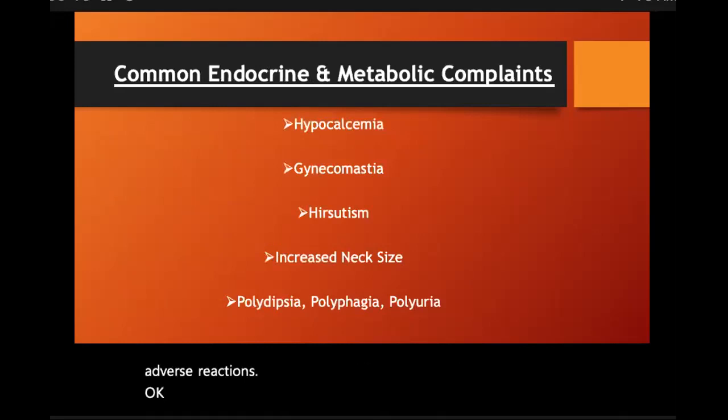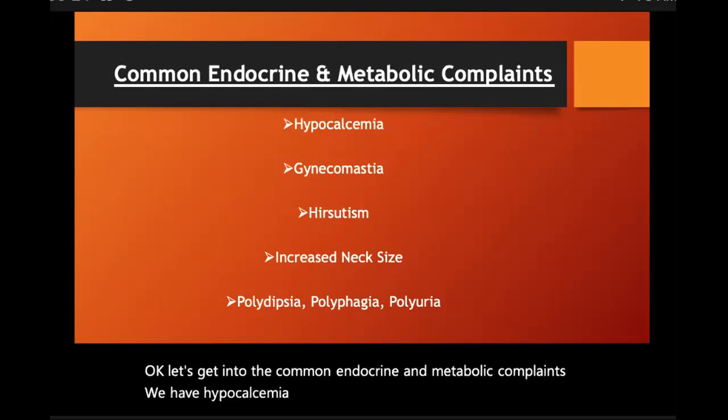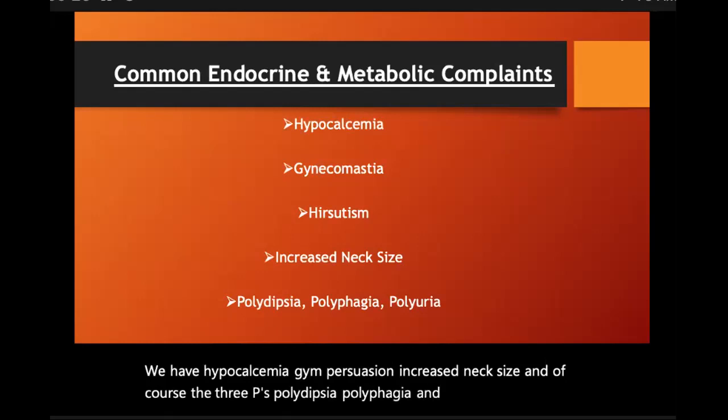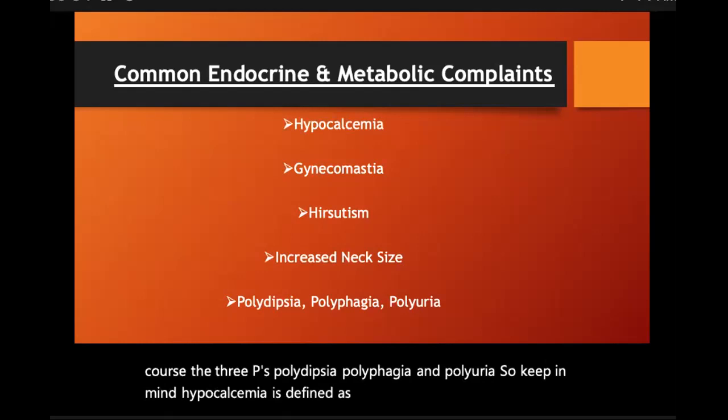Okay, now let's get into the common endocrine and metabolic complaints. We have hypocalcemia, gynecomastia, hirsutism, increased neck size, and of course the 3 Ps: polydipsia, polyphagia, and polyuria. So keep in mind, hypocalcemia is defined as a calcium of less than 8.5 milligrams per deciliter.